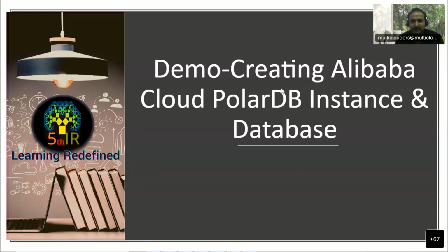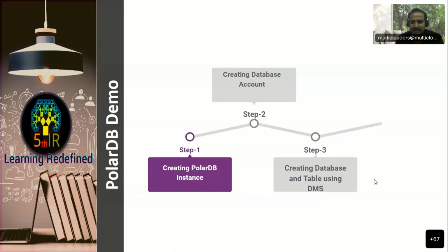Okay, so without any ado, I am going to start the demo. Before this, let me explain the steps I am going to follow. First, I am going to create a PolarDB instance, or we can call it a PolarDB cluster. Then I am going to create a database account, and then create a table, and I am going to access this table by using Database Management Service. It's another service which is available. It's a service by which we can access any database. The centralized way to access any database present in Alibaba Cloud is by using Data Management Service.